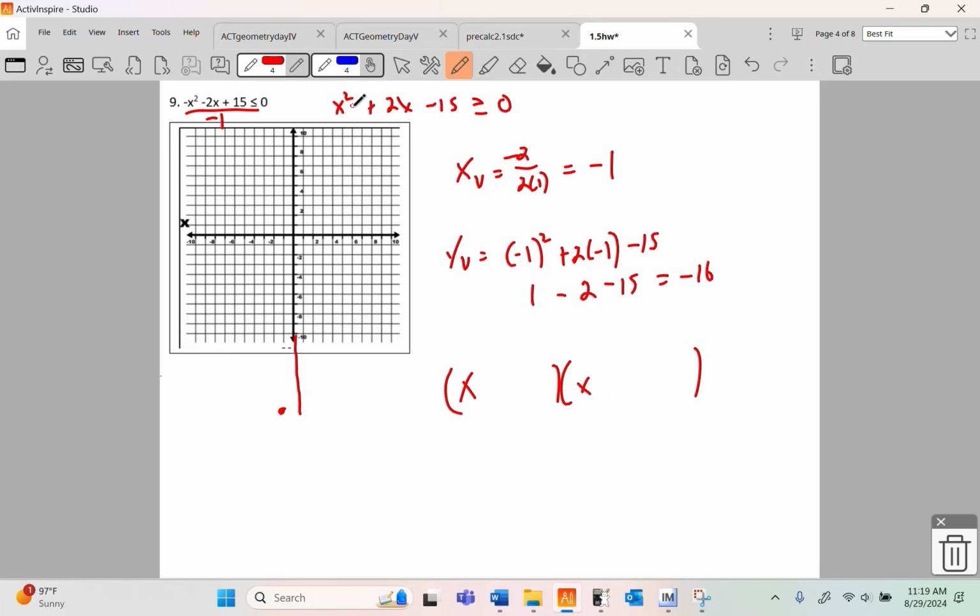I am going to factor that thing. It takes an x and an x to create x squared. Factors of 15 are 3 and 5. The 5 is positive, the 3 is negative because 5 minus 3 is 2. And the x-intercepts are going to be at 3 and negative 5. There is my graph.